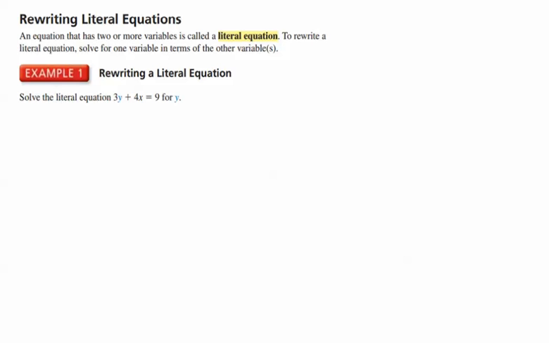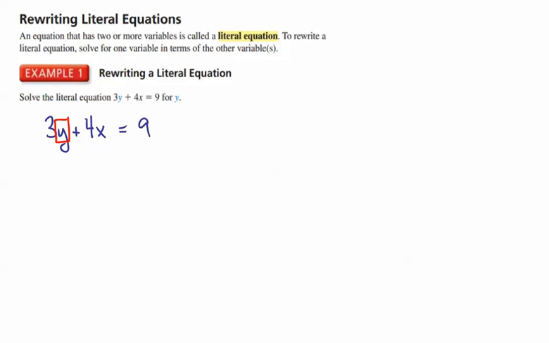variables. So in this particular example, we have 3y plus 4x is equal to 9. And our goal is to isolate the y. So we want to protect the y. We're not going to touch it. We're going to get rid of everything else around it though.